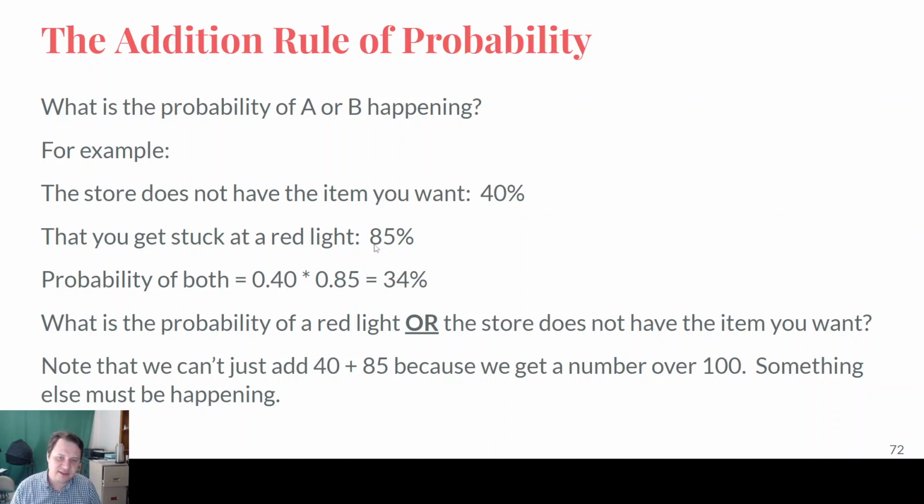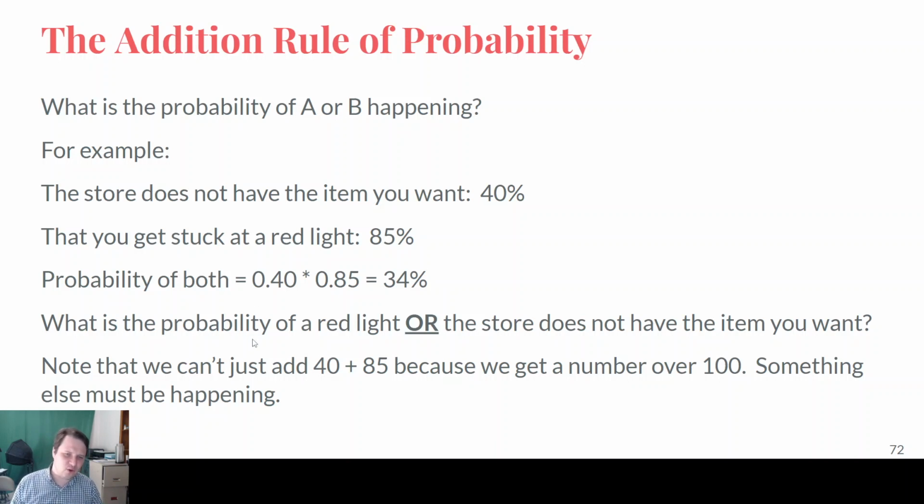Well, we know that because these are independent events, because they don't affect each other, the way to calculate the probability of both of them is to multiply. And so you multiply 0.40 times 0.85, and so you see that we have a 34% chance that the store doesn't have what we want and we get stuck at the red light. So that's answering the and question. What's the probability of it not having what we want and red light?